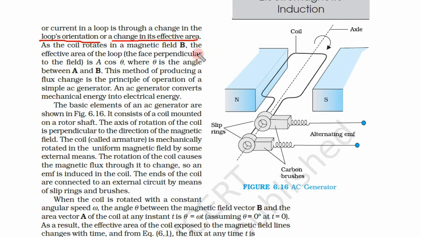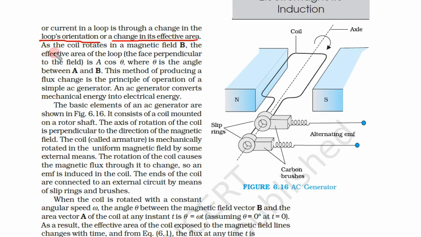So ultimately, by rotating the loop, what are we changing? We are changing the effective area. How? When the loop is in this position, the effective area is nil, because the magnetic field is parallel to the plane of the loop. So no magnetic field lines are going through this area. But when this is perpendicular to this, something like this, then all the magnetic field lines are going through this area. So in the way of rotation, we are changing the active or effective area of this loop.